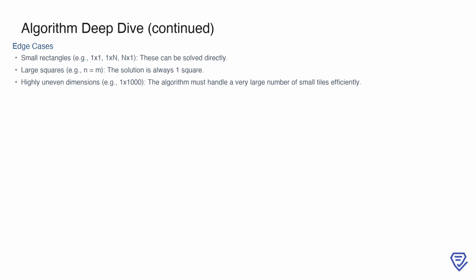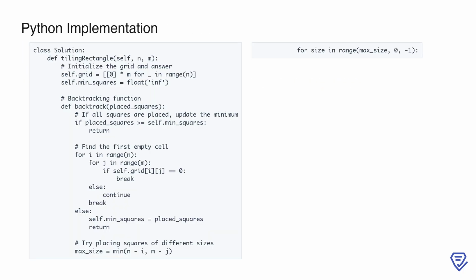By addressing these edge cases effectively, the algorithm ensures robustness across a wide range of inputs, from simple to highly complex configurations. Here, we begin implementing the solution by defining a class called Solution with a method tilingRectangle that takes two parameters, n and m, representing the dimensions of the rectangle. To start, we initialize a grid of size n by m filled with zeros, which will help us track the placement of squares. We also define a variable min_squares to store the minimum number of squares needed, initially set to infinity as we aim to find the smallest possible value.